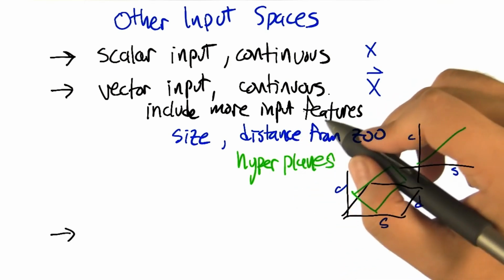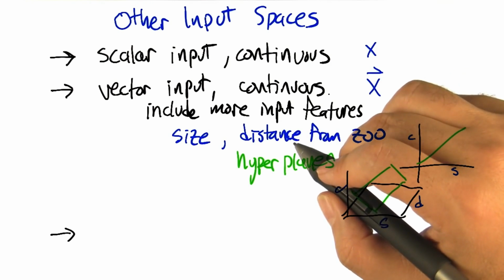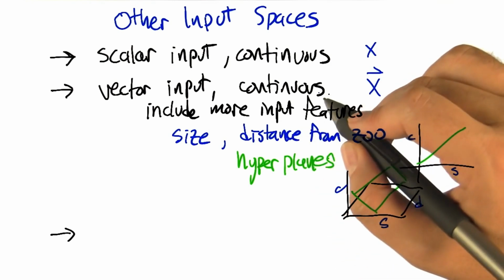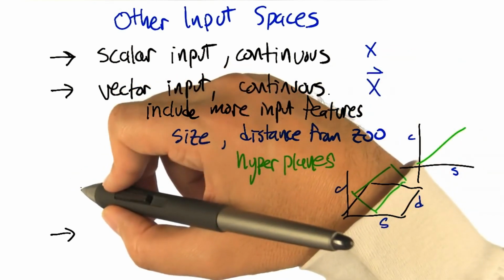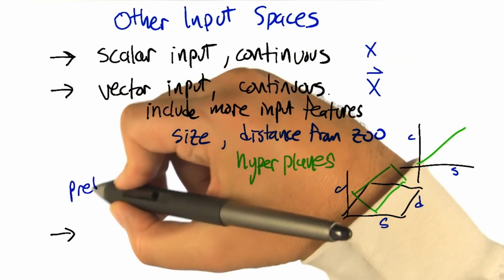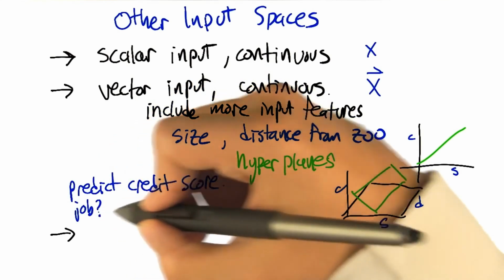All right, there's another kind of input that's important too. Let's think about a slightly different example to help drive the idea home. So let's imagine that we're trying to predict credit score. What are some things that we might want to use as features to do that?